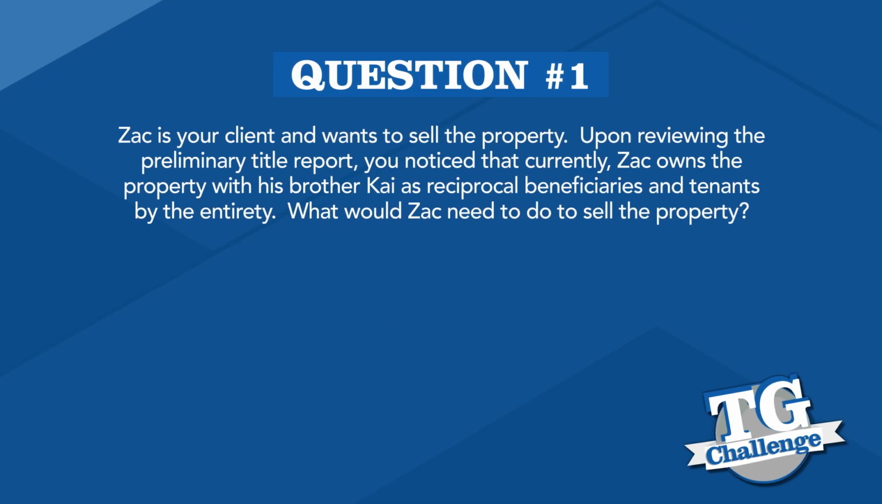Zach is your client and wants to sell the property. Upon reviewing the preliminary title report, you notice that currently Zach owns the property with his brother Kai as reciprocal beneficiaries and tenants by the entirety. What would Zach need to do to sell the property?